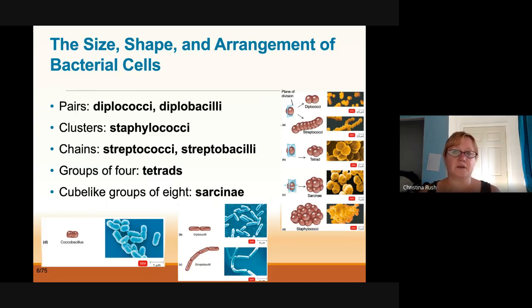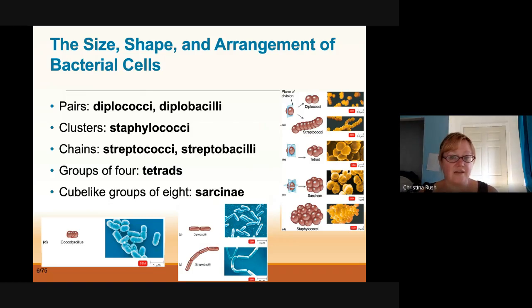Okay, so we're going to look here. Here's the coccus shape, which are the little circles. All of the different bacterial cells can also come as groups. When they're pairs, they're diplococci or diplobacilli. That diplo, that di, means two. So when you know that, you can start to figure out what these words mean.